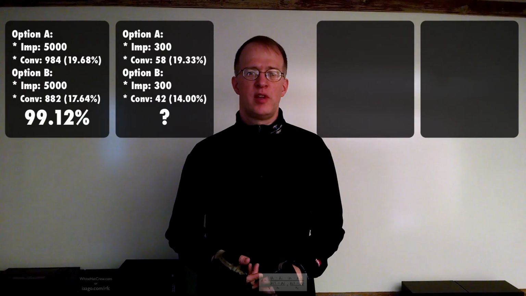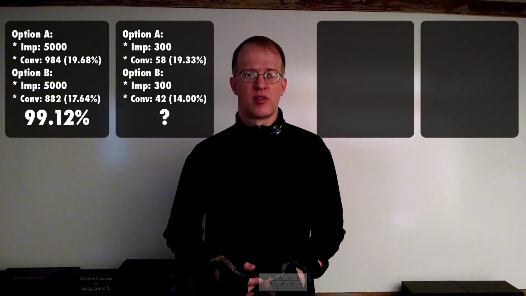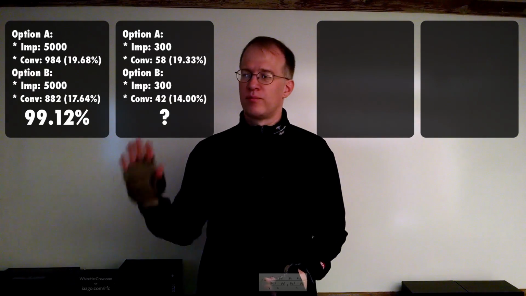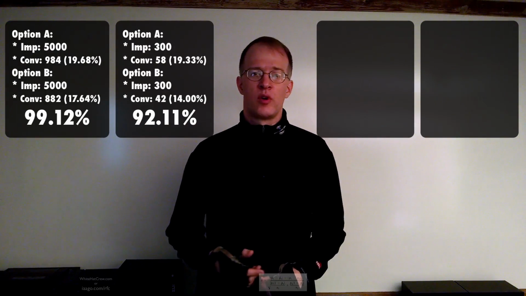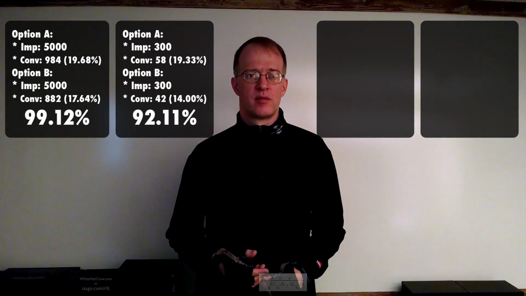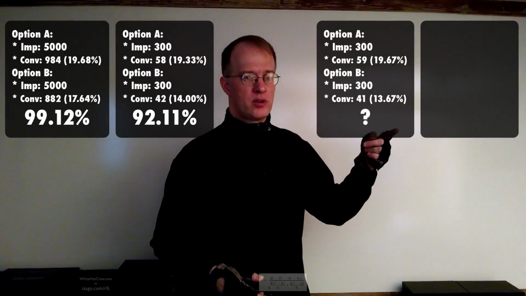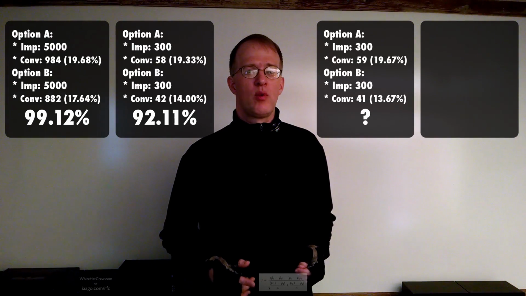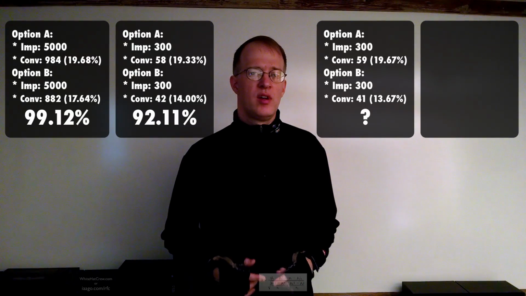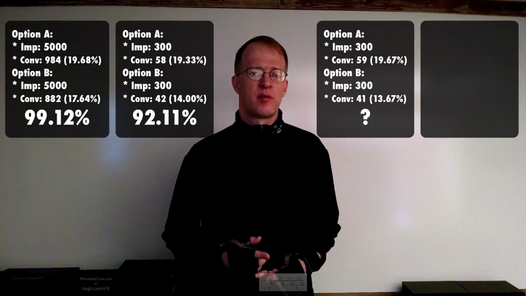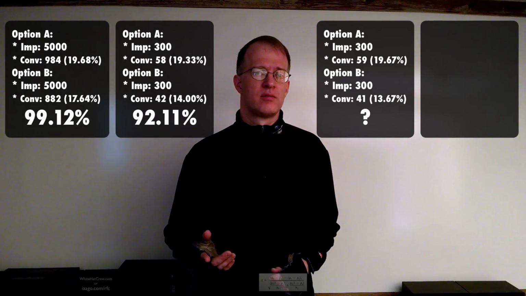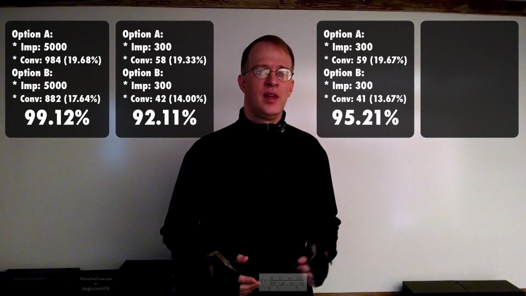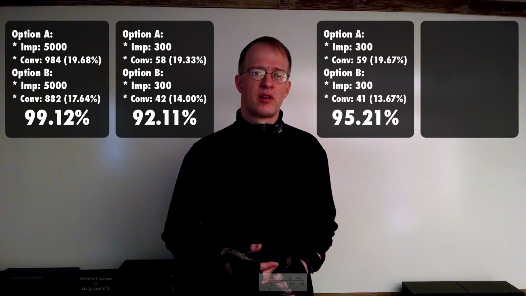300 impressions, 58 conversions versus 42 conversions. What do you think? Not long enough. We're only at 92.11%. Next, we'll keep the 300 impressions and 100 total conversions, but give the leader one more and the trailer one less. Is that small a change enough to make a difference? What do you think? It is. We're now over 95%.